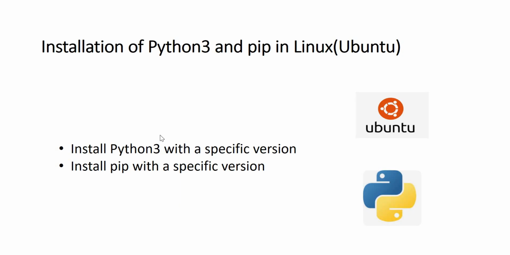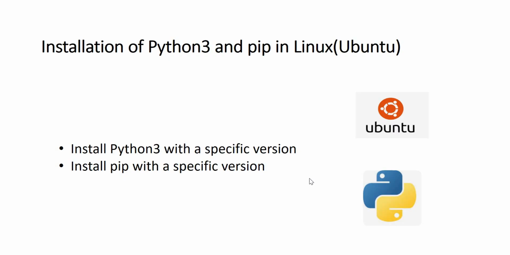Here we will also see how to install Python 3 with a specific version. Once we install Python 3, then we are going to see how to install pip. PIP is a tool which will be used to install the Python packages. When we work with Python projects, we need many packages as part of the projects. For installing those packages, we use PIP. So here we will see how to install PIP with a specific version.